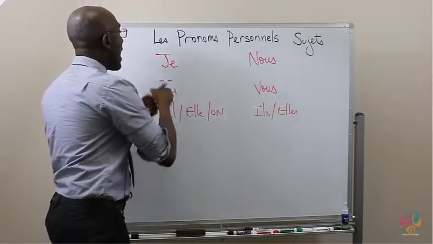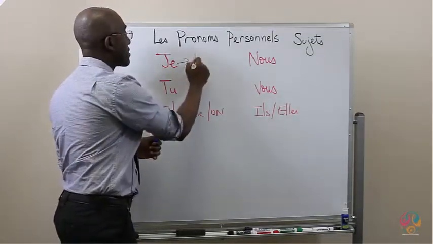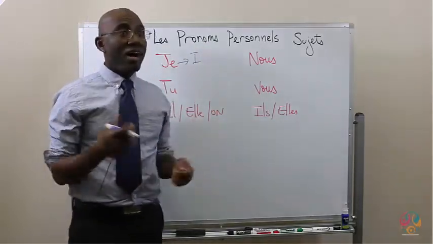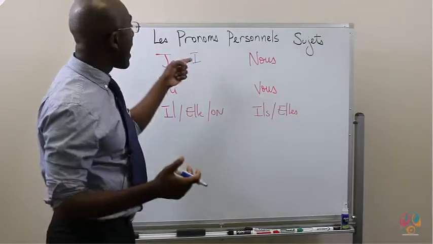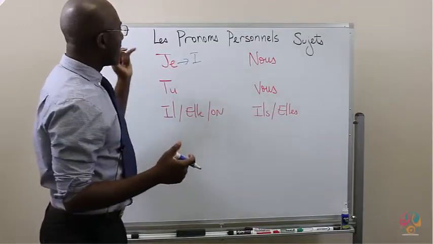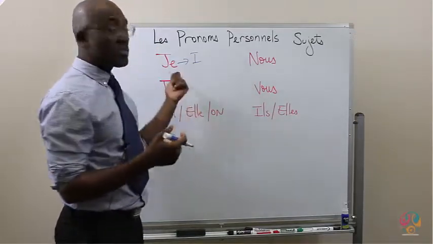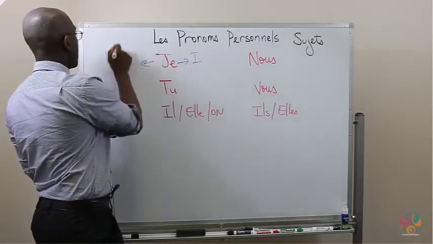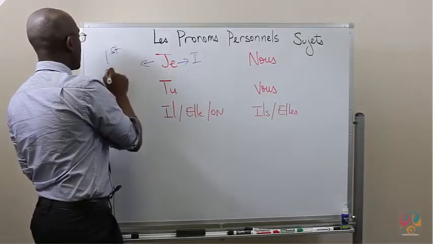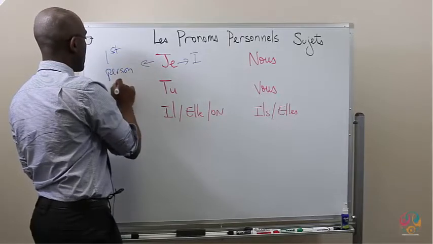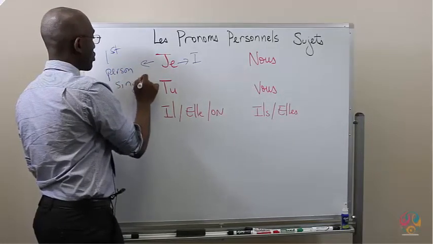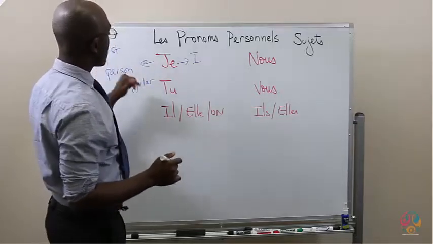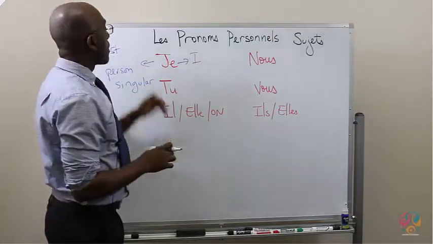So je means I. Je means I, as in I eat, I dance, I drink, etc. Donc I. And je is the first person singular. So first person singular. First person singular. This is what je is in French. Première personne du sujet, première personne du singulier.